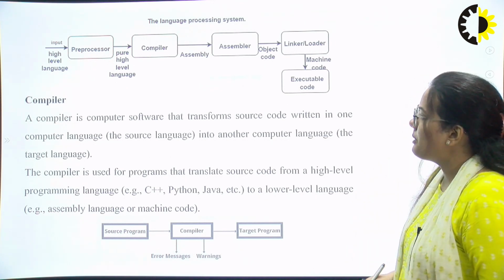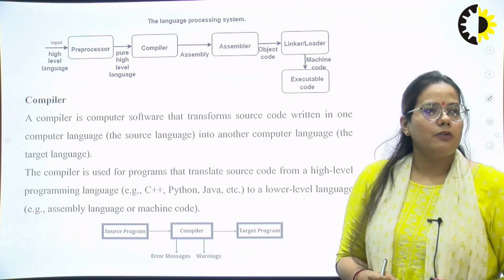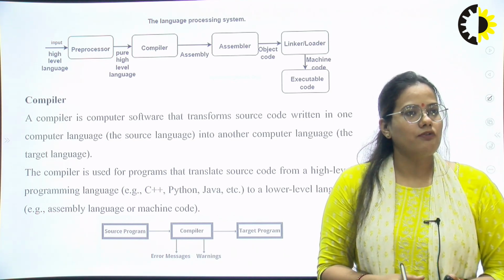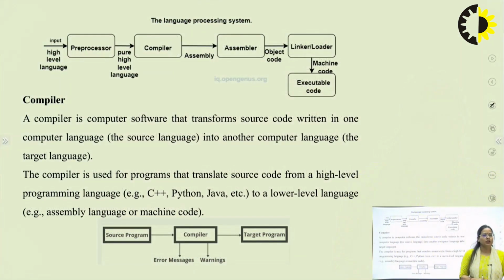Now next is compiler. We already know about the compiler. A compiler is computer software that transforms source code written in one language, that is the source program, into another computer language, that is the target language. The compiler is used for programs that translate source code from a higher level programming language to a lower level programming language, that is assembly language or machine code.